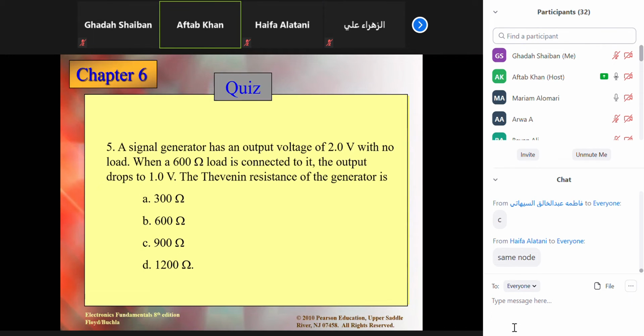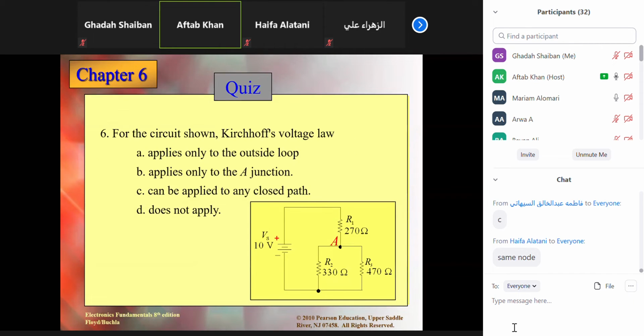This one you can calculate. Simple. Just apply Thevenin, what they are asking. You can calculate yourself. This one, Kirchhoff's voltage law. For the circuit shown, Kirchhoff's voltage law applies only to the outer loop, applies only to the A junction, can be applied to any closed path, does not apply. Can be applied to any closed path. Yeah, and it could be outer loop, inner loop, whatever. It should be a closed path, so we can apply anywhere.